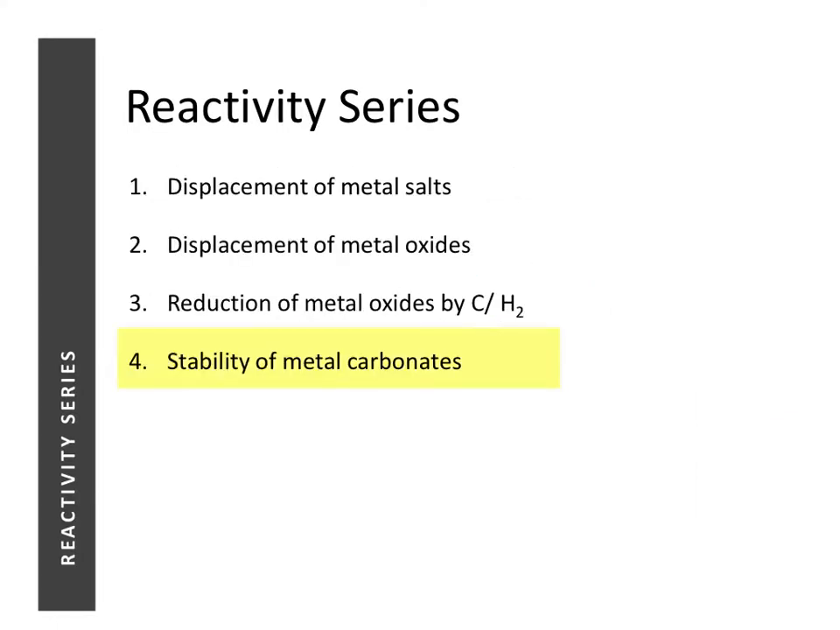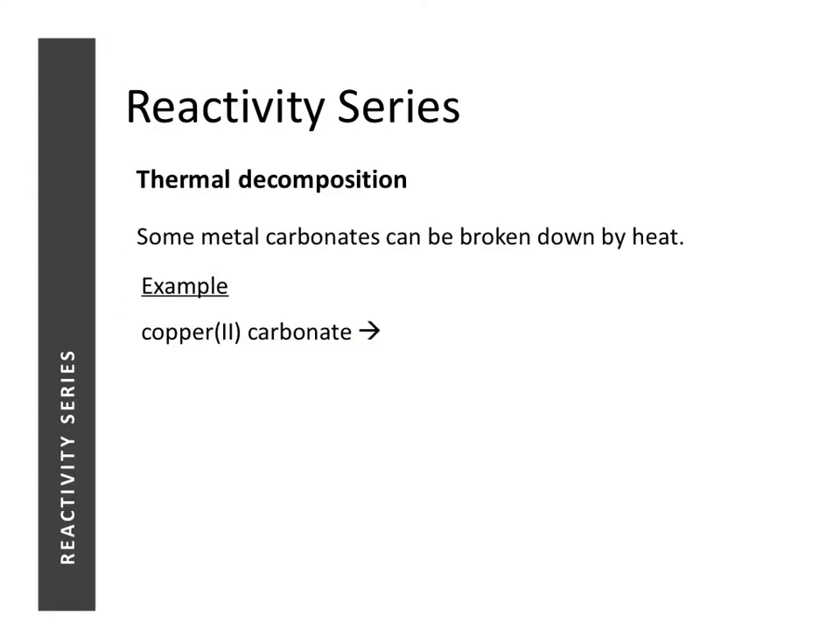Now the last thing that we can use the reactivity series for is to predict the stability of metal carbonates. Now what are metal carbonates? Metal carbonates are compounds that are formed when a metal ion combines with a carbonate ion. So for example, copper 2 carbonate. Okay, other examples would include iron 2 carbonate, sodium carbonate, potassium carbonate. So when a metal combines with a carbonate, we call them collectively as metal carbonates.